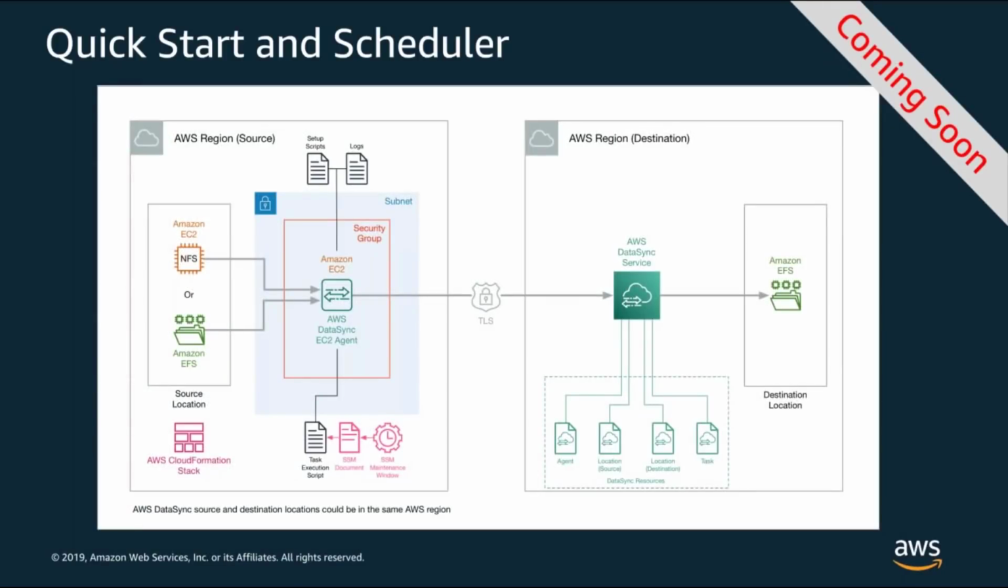Here's a diagram of the environment that it creates. You launch the AWS CloudFormation stack in the source region. The source and destination regions could be the same region, but if you're setting up cross-region replication of your file system, you need to launch the stack in the source region. The source and destination file systems must already exist, but the CloudFormation template creates the rest of the environment. So let's go ahead and take a look at this in action.